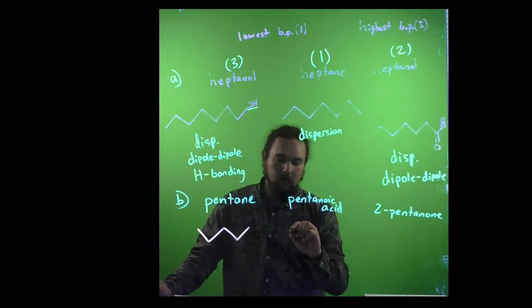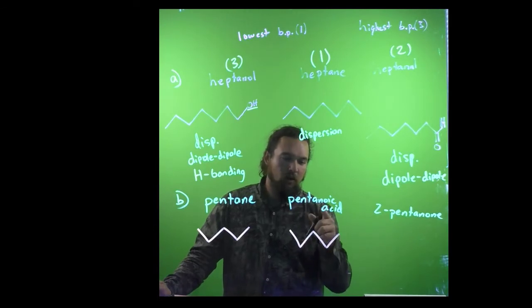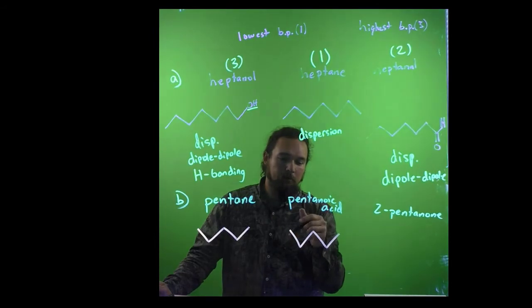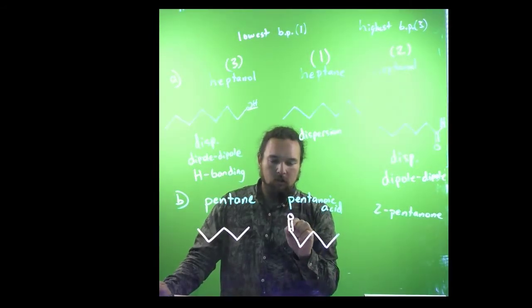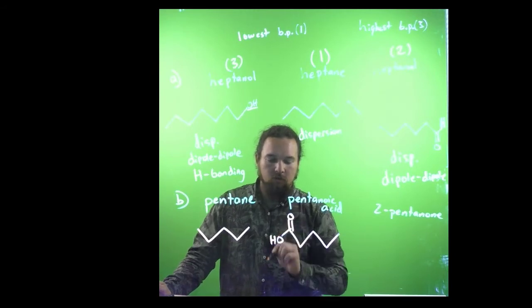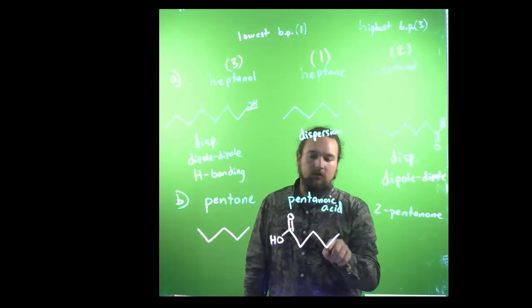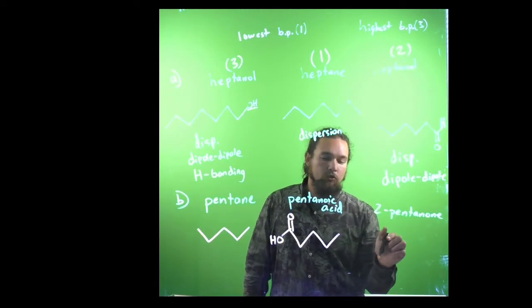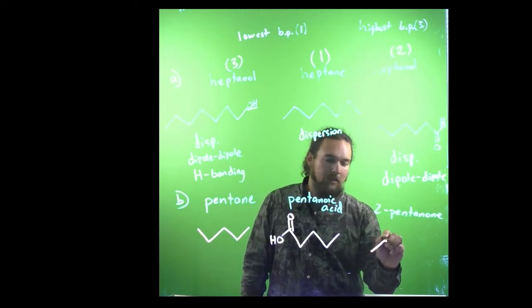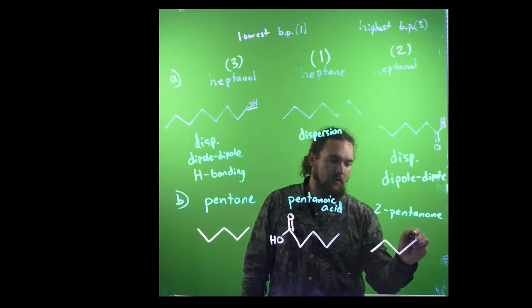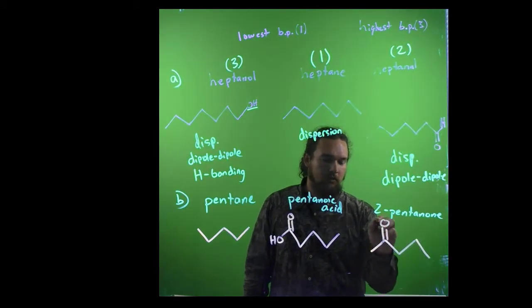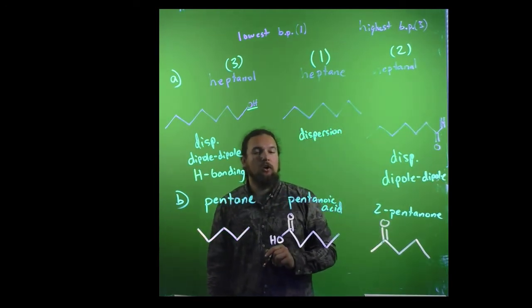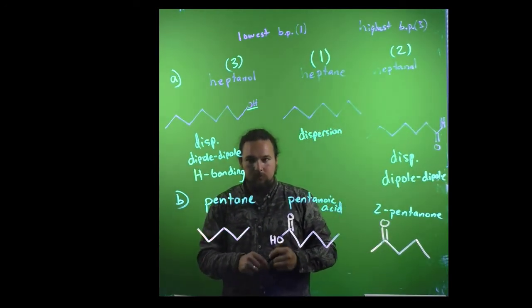Pentanoic acid would be 5 carbons, but it has a carboxylic acid, and with the carboxylic acids, they always need to be at the end. So we draw this molecule over here: 1, 2, 3, 4, 5. That's pentanoic acid. 2-pentanone would once again be a 5-carbon chain, 1, 2, 3, 4, 5, but on carbon 2, we have our ketone. So this would be our 3 compounds, okay?